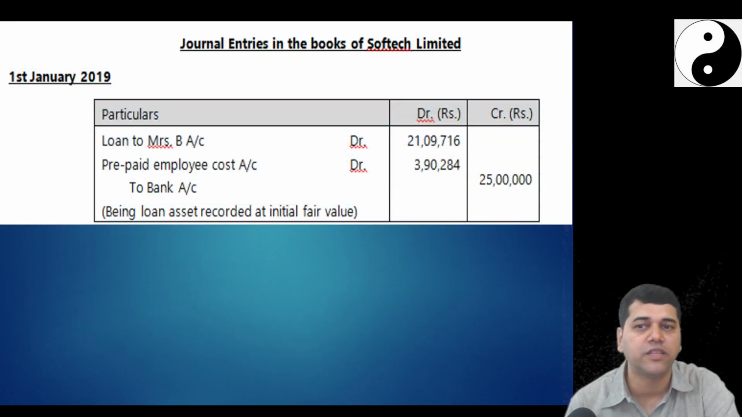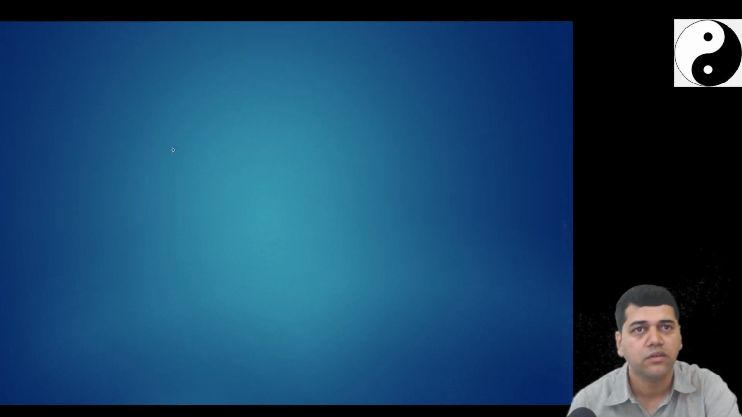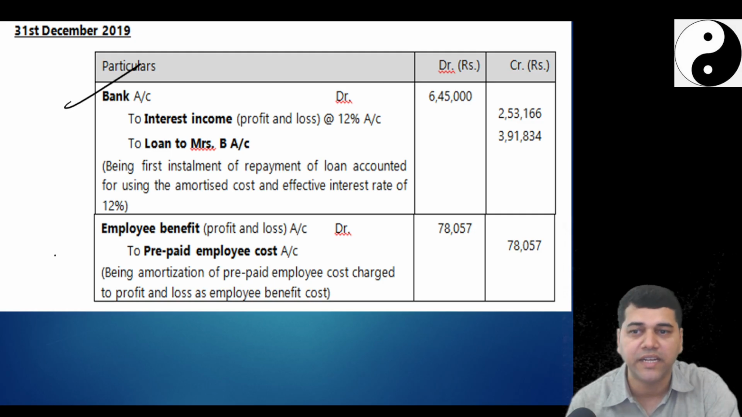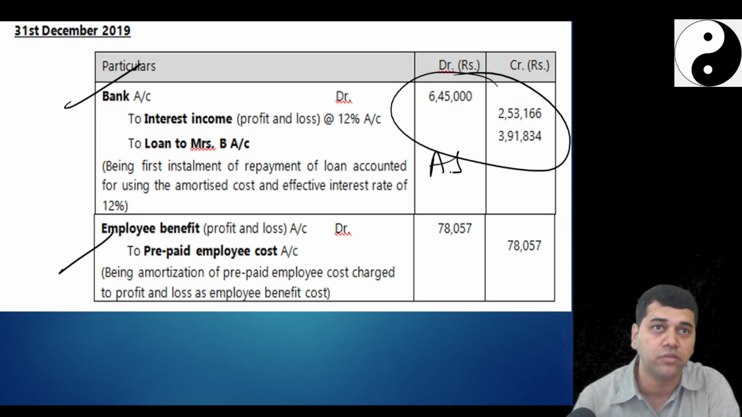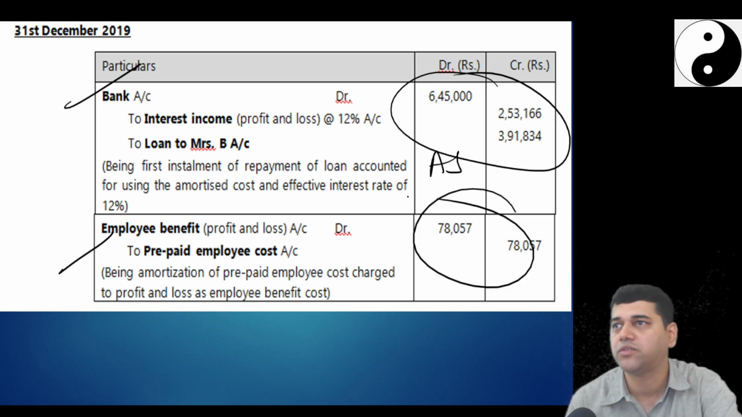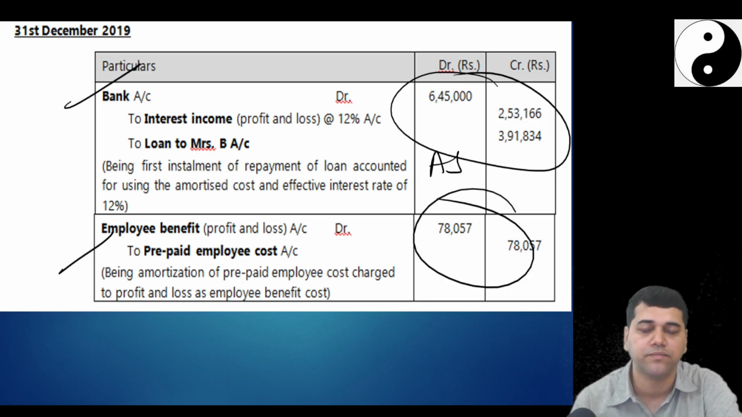Then you start with the journal entry. This is the first entry, as usual. Then you pass the first year entry, the distribution of the employee cost. These figures you take from the amortization schedule. This is that distribution for the life of 3 years or 5 years. I'll proceed further.